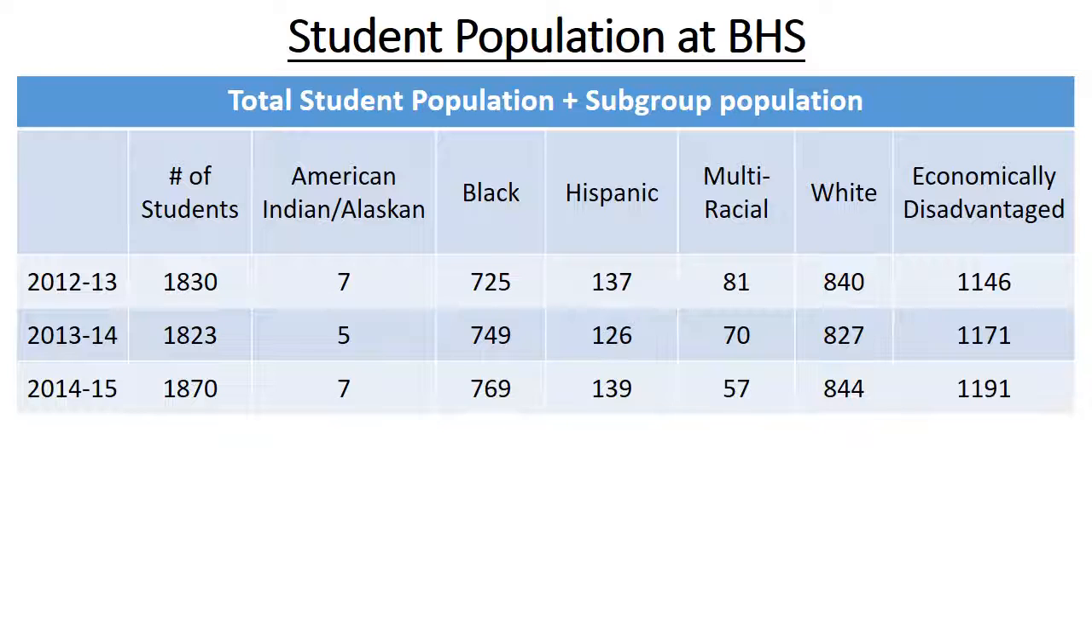I point out the Black population because the Hispanic from 2012 to 2015 has been pretty comparable. The multiracial group has dropped, but our white population as well, just like the Hispanics, has stayed pretty similar and pretty comparable from 2012 and 2015. Another group to point out is the economically disadvantaged students and how it has steadily increased as well from 1,146 students to 1,191 students in the 2014-2015 school year.